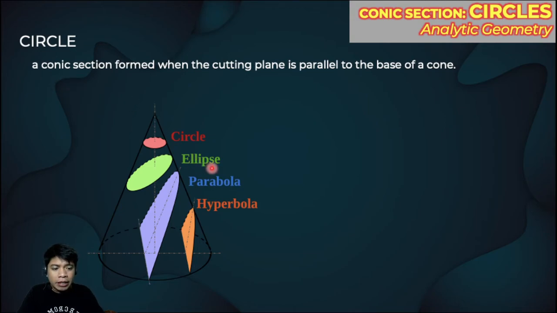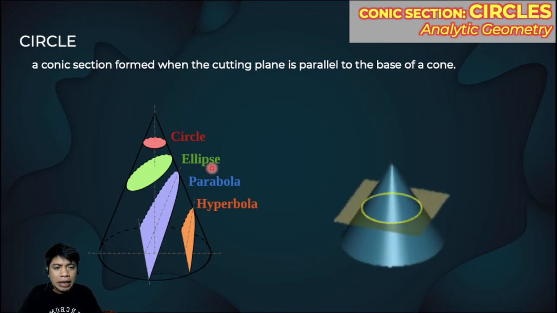Okay, so the circle in this case, we can form a circle by passing a cutting plane which is parallel to the base of the cone. So ito yung base ng cone, guys, yung pinakababa, okay? And if our cutting plane is parallel to the base, then yung form natin na section nga is a circle. So ayun, this is the definition of the circle with respect to it being a conic section.